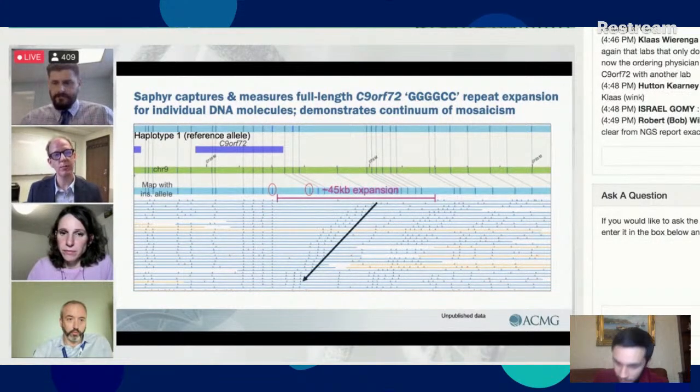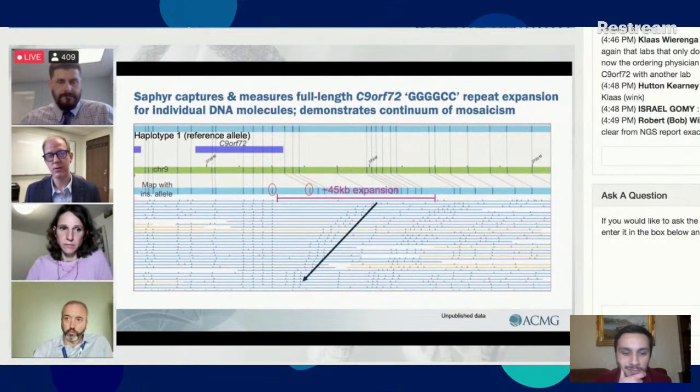And this is just a proof of principle and how this applies not just to C9orf72 and ALS and frontotemporal dementia, but to other diseases and the ability to size them accurately. Next slide.